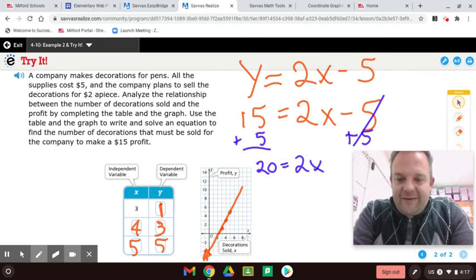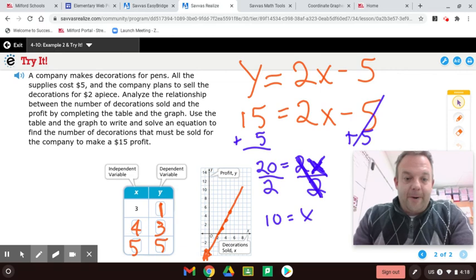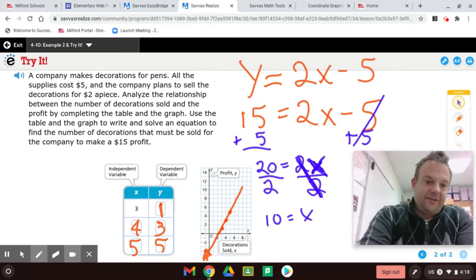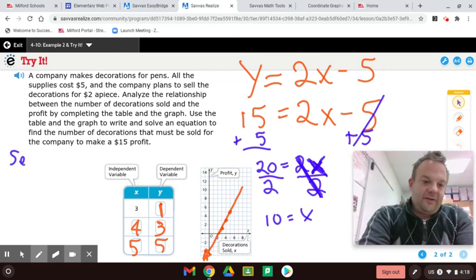The inverse of multiplying by 2 is dividing by 2. Whatever you do on one side, you have to do on the other. So this cancels out to 1. 2 divided by 2 is 1, and 1 times x is x. We have successfully gotten x by itself. And we do it again on this side, so that means 10 equals x. So to make $15, we have to sell 10 items.